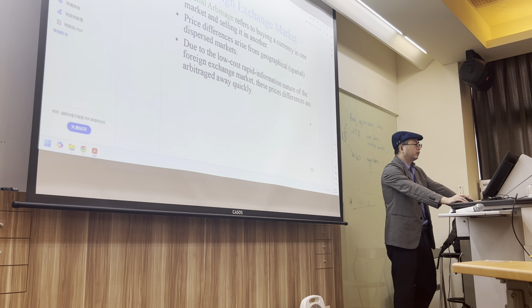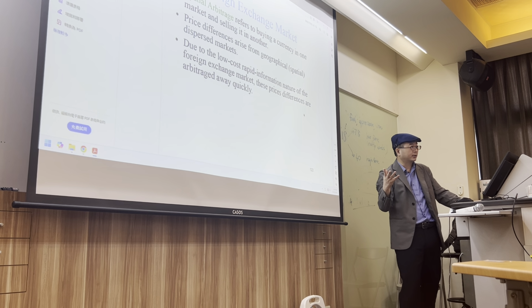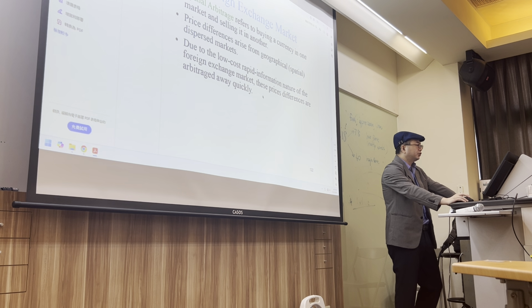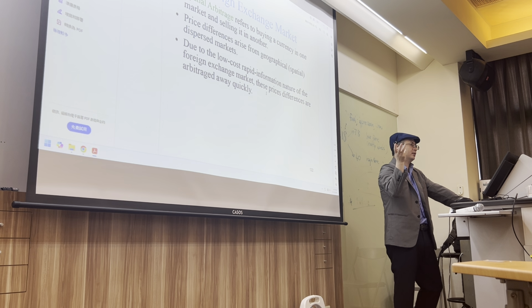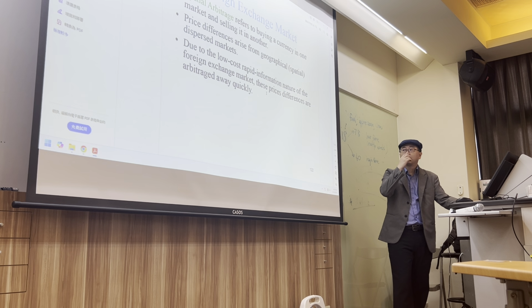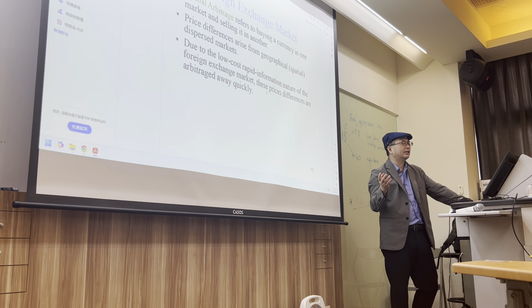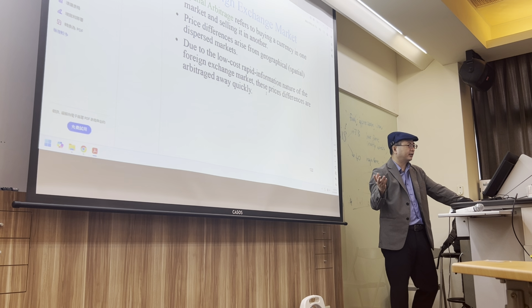Okay, so the price differences arise from the geographically dispersed markets, which could happen, right? Because people value things differently, right? And due to the low-cost, rapid information nature of the foreign exchange market, these price differences will be arbitraged away quickly. Okay, so sometimes you hear economists say that there is no free lunch. There is no money on the street for you to pick.